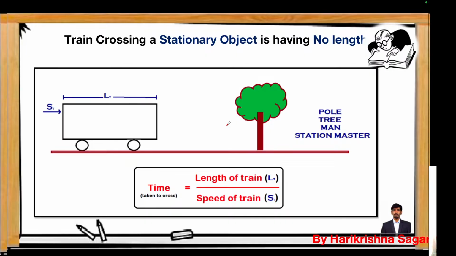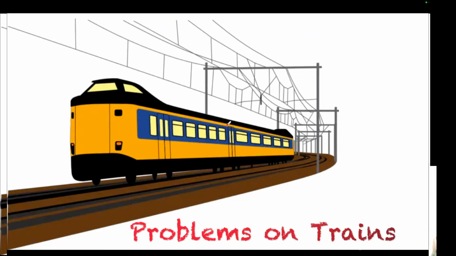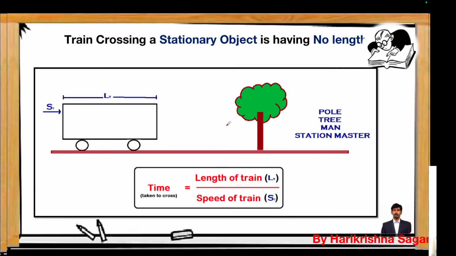But in trains, you will see only 4 cases: a train crossing a stationary object and a moving object. The first case you can observe: when a train is trying to cross an object which has no length, they will give terms like these. A train is trying to cross a pole, a tree, a man, or a station master. All these objects are of negligible length. You don't need to consider the length of that. So they will be asking the time. The basic formula for time is distance by speed.